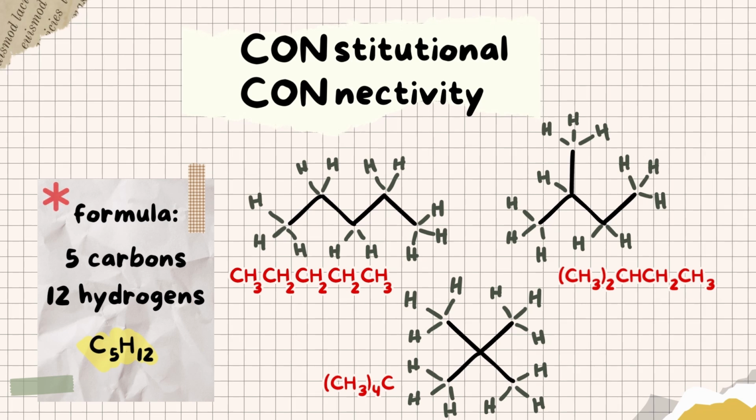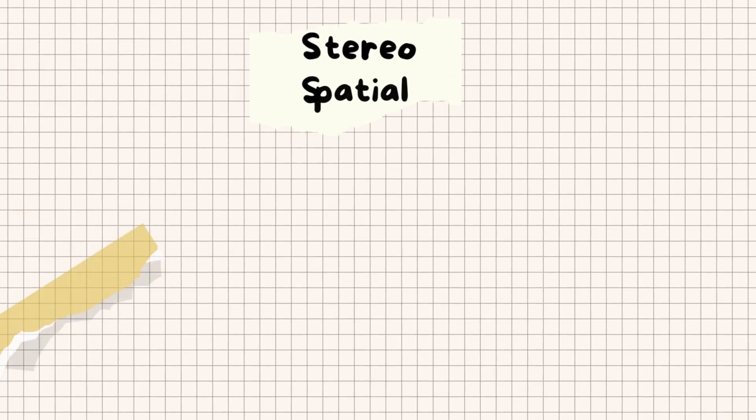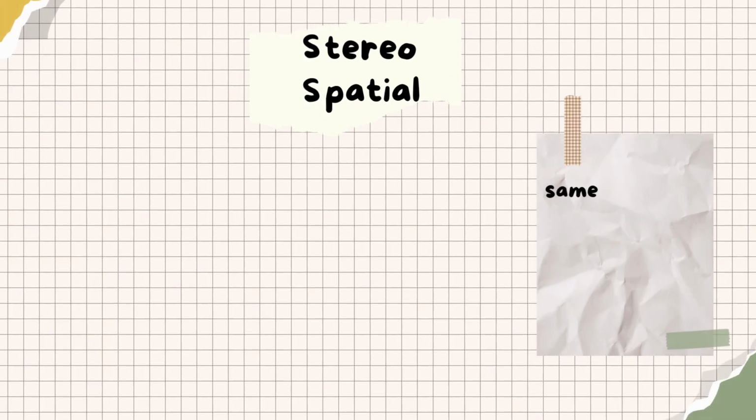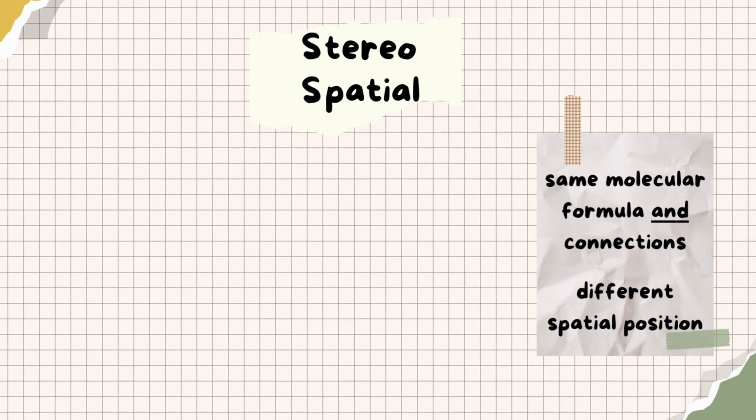Awesome. Constitutional is done, so let's look at stereoisomers. So, we had constitutional connectivity versus stereospatial. These isomers have the same molecular formula and the same connections. They just have different spatial positions, meaning features like going towards you or away from you, or stuck with one side up, one side down, things like that.